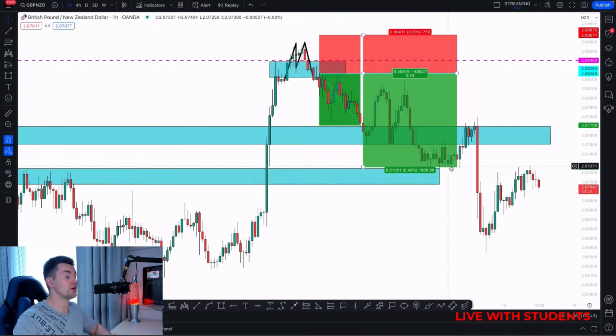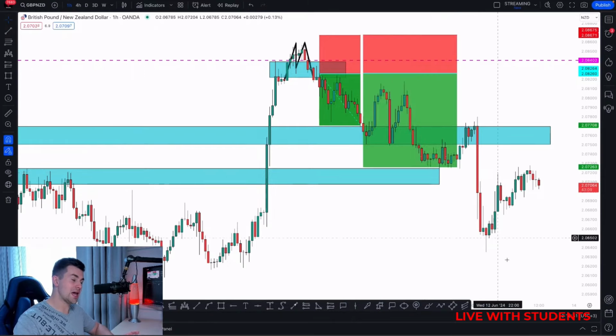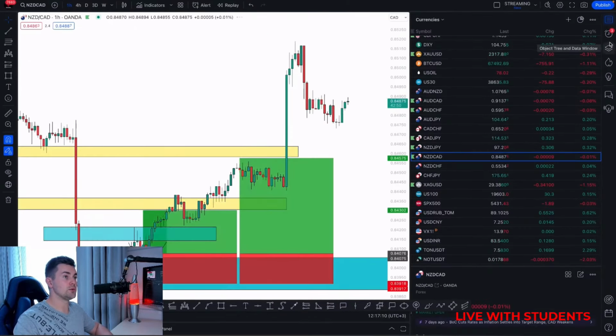When the market reached our second target on pound New Zealand, I left a very tiny portion of the trade still being active. I guess I left around 10% of the position, and yesterday's fundamentals pushed the prices even lower. So on pound New Zealand, I managed to make a very big profit. Also, New Zealand CAD pair.